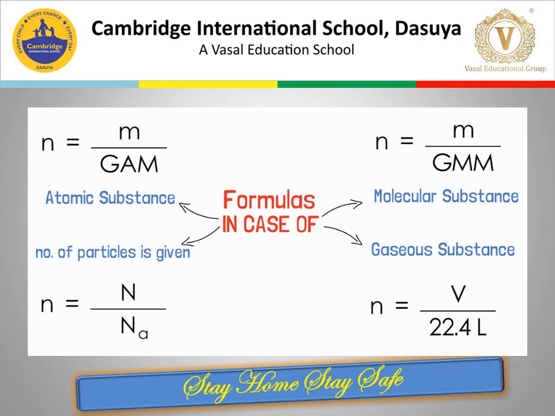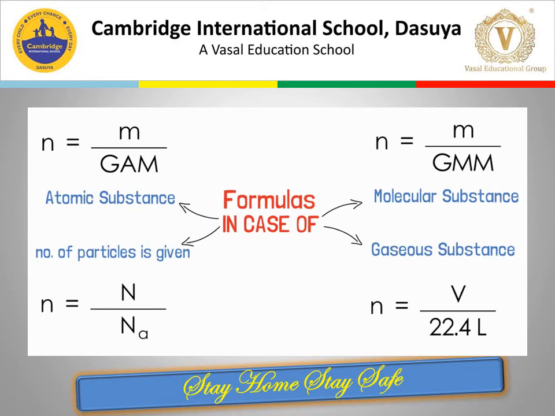If the molecular mass of the substance is given, then the number of moles for a molecular substance is equal to the mass of the given substance upon the gram molar mass. This will give you the number of moles of the molecular substance. For gases, number of moles is equal to the volume of the gas at STP divided by 22.4 liters. This will give you the number of moles.